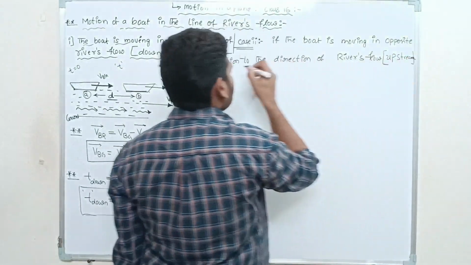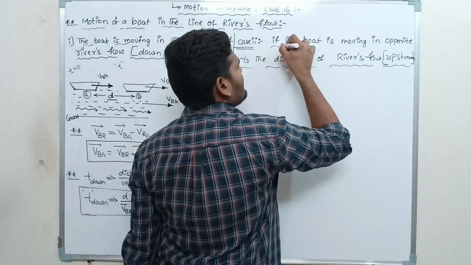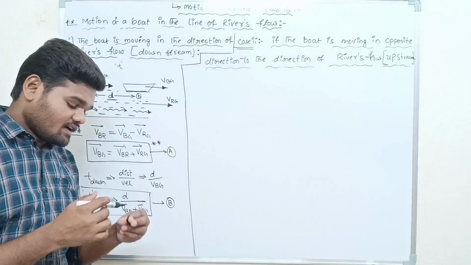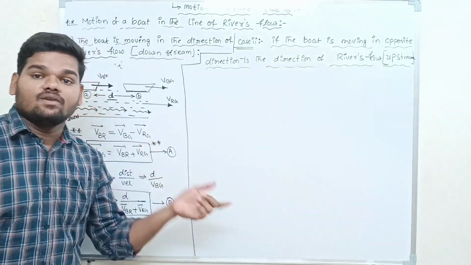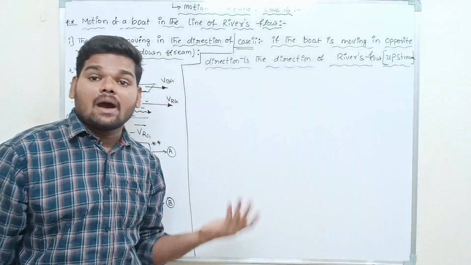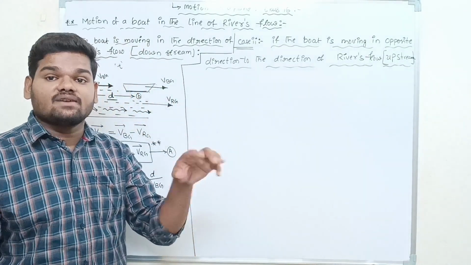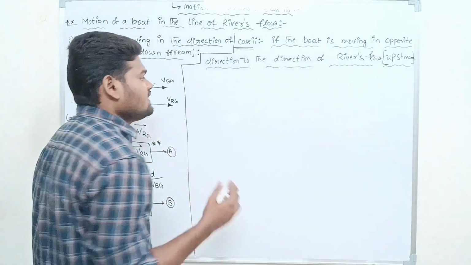Okay, so what is the meaning of upstream? If any object is moving in the opposite direction to the flow of river or water, whatever it is, then it is called upstream. If the object is moving in the direction of water flow, then it is called downstream. Opposite is upstream. Same direction is downstream. That's it. Okay, right, have a look.